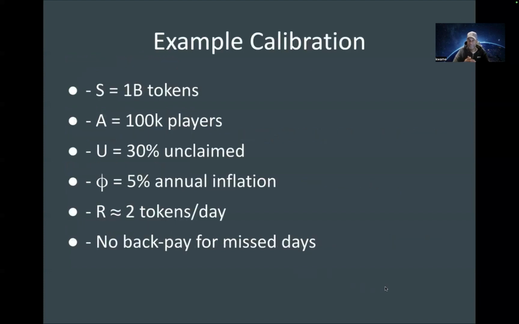So we have an example of this calculation. Say S is 1 billion tokens. We have A, which is 100,000 players. We have U, which is 30% unclaimed. We have Phi for the 5% annual inflation. R is a summation of 2 tokens per day. And then we have no payback for missed days. So if you don't log in, you don't claim, you just lose the claim, and that's it.